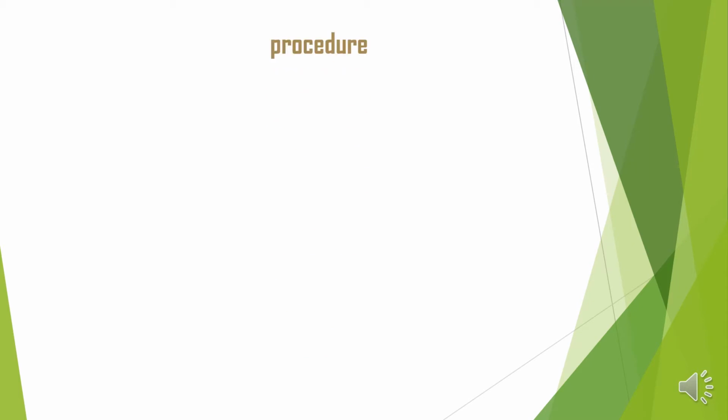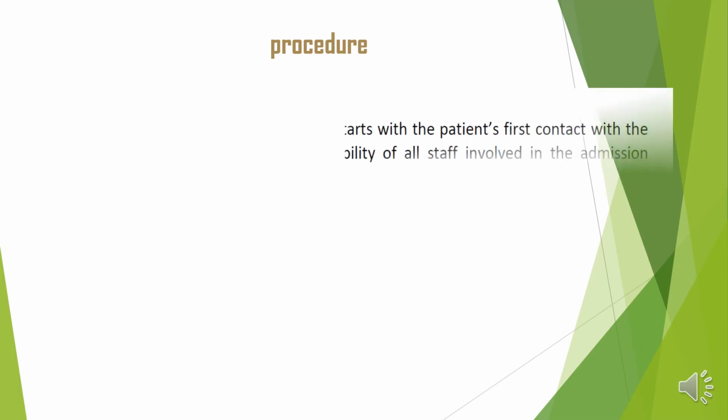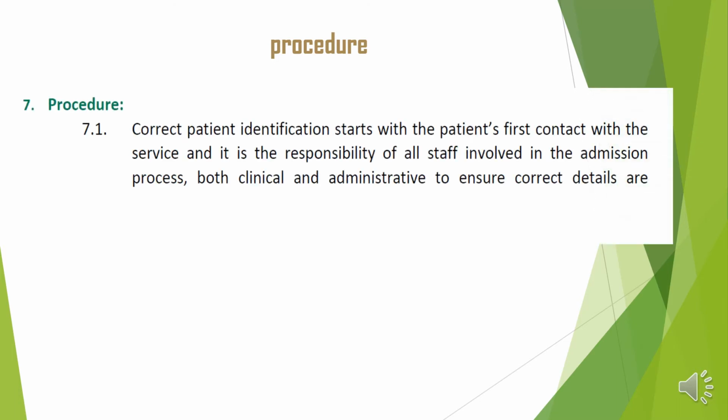What about the procedure, which is the most important thing today? What are the steps? How can I identify the patient? Where can I identify the patient? How can I do it in a proper way? So the procedure, correct patient identification, starts with the patient's first contact with the service, and it is the responsibility of all staff involved in the admission process, both clinical and administrative, as we said before, to ensure correct details.